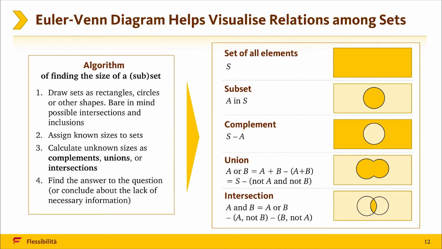However, a very generic algorithm might look as follows. Draw sets as rectangles and circles. Pay attention to their intersections. Then assign known values to sets. And then calculate the unknowns one by one by means of operations with complements, unions, and intersections. The connections between pictures and corresponding math operations are shown on the right.